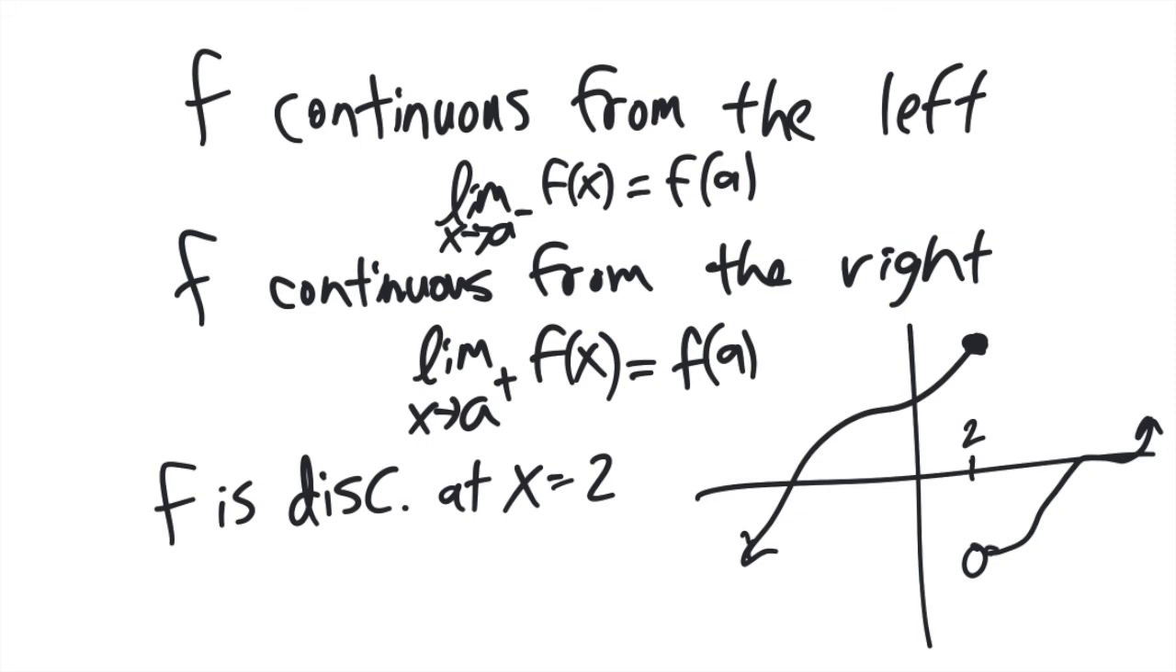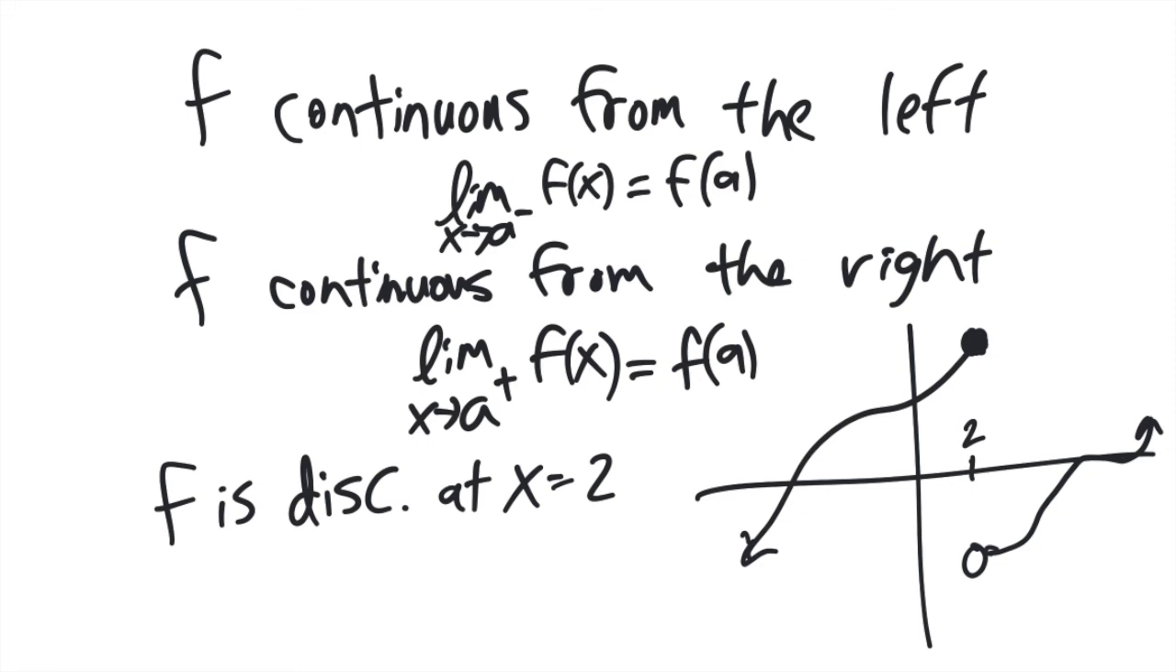If there was a hole there, it wouldn't be either. Or if those were both open circles, it would actually be neither. It's not continuous from the left, it's not continuous from the right. But in this case, when we think about if there is a closed circle, then it's going to be one of those two. It's either going to be continuous from the left, or it's going to be continuous from the right. So let's go to the definition up here.